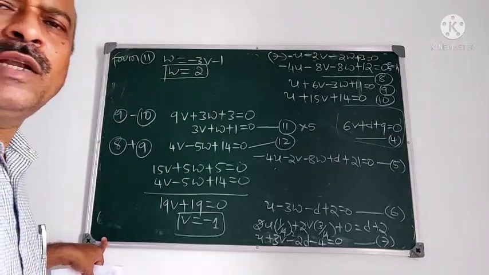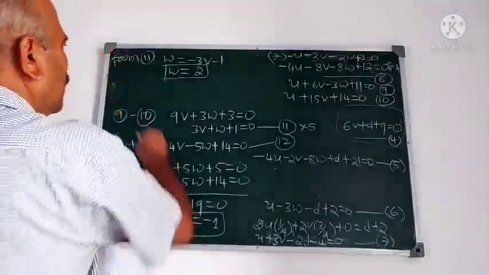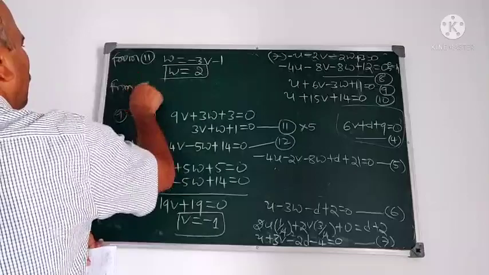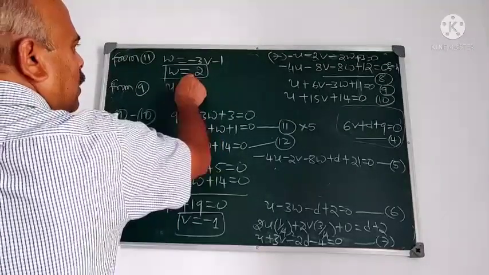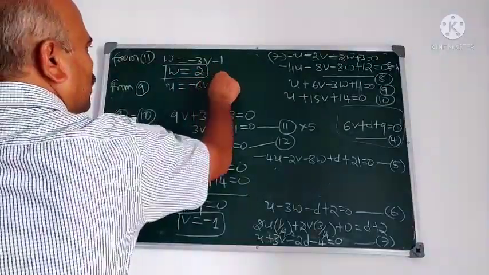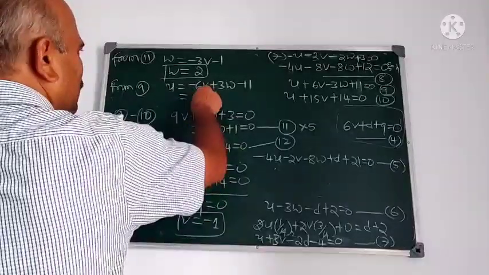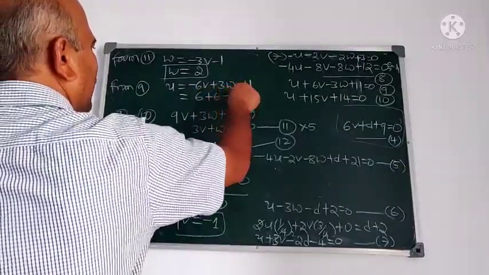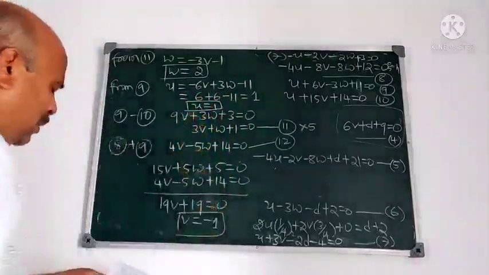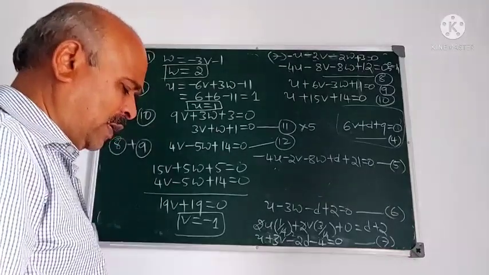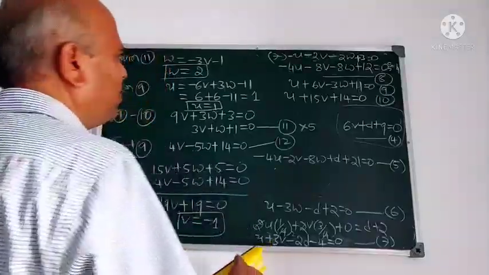Then u can be obtained from one of these, 8, 9 or 10. I choose 9. From 9, u is minus 6v plus 3w minus 11. Minus 6v is plus 6, 3w is 6, minus 11, therefore 1. So u is plus 1. Am I correct? u is plus 1. Yes. Then how do you find out d?